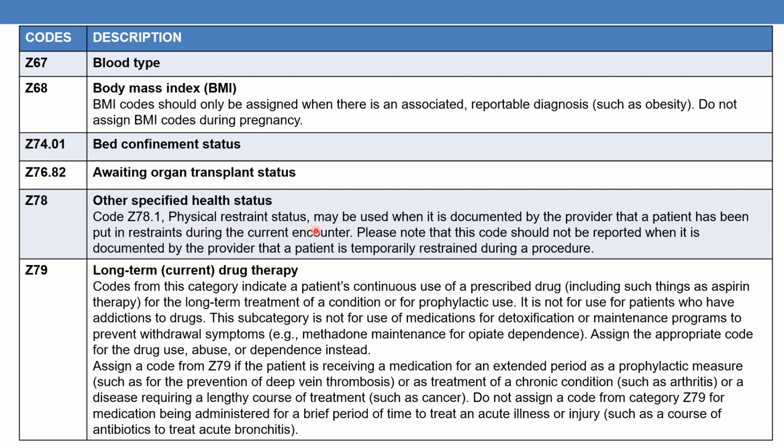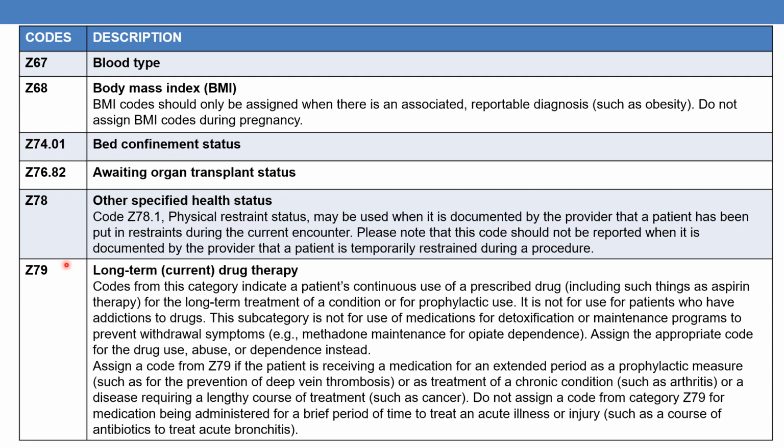Z78.1 deals with physical restraint status, which may be used when it is documented by the provider that a patient has been put in restraints during the current encounter. And please note that this code should not be reported when it is documented by the provider that a patient is temporarily restrained during a procedure. In that case, you should not code physical restraint status. And finally, Z79, which deals with long-term current drug therapy.